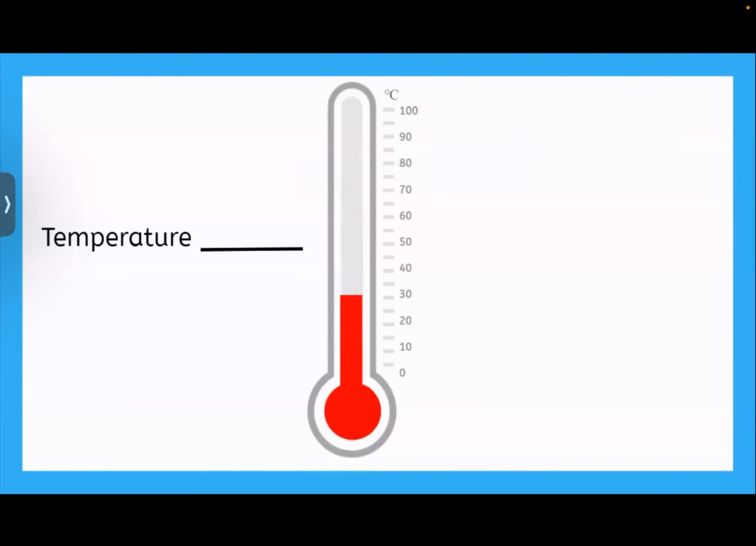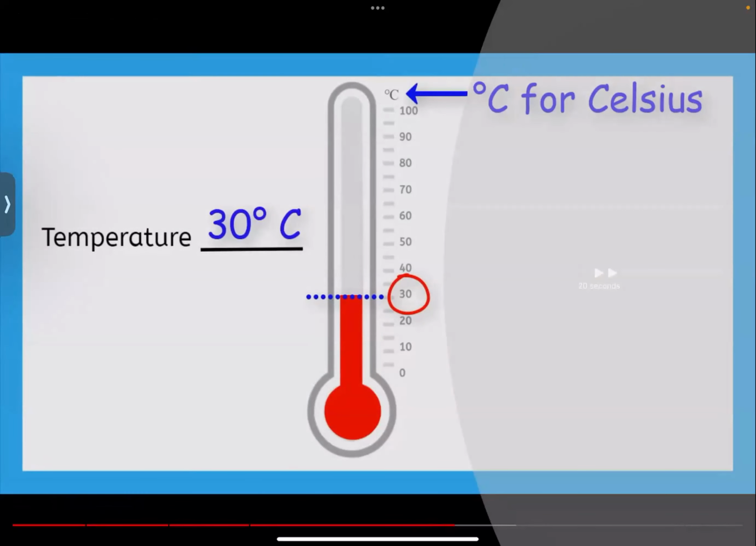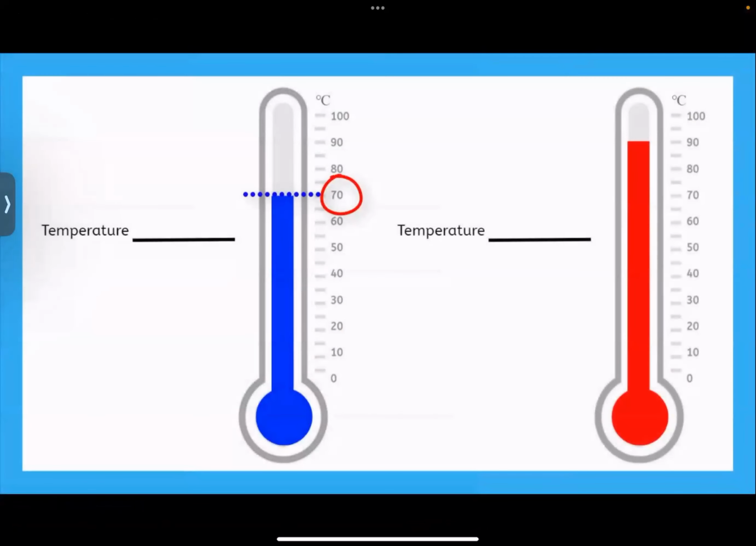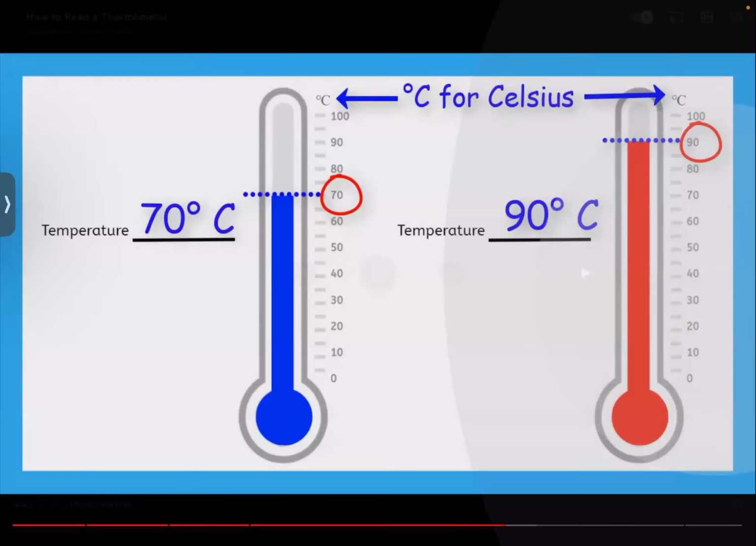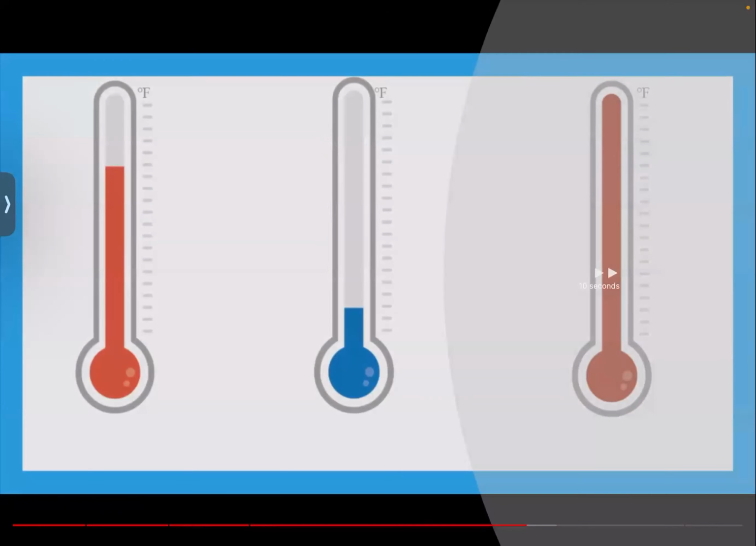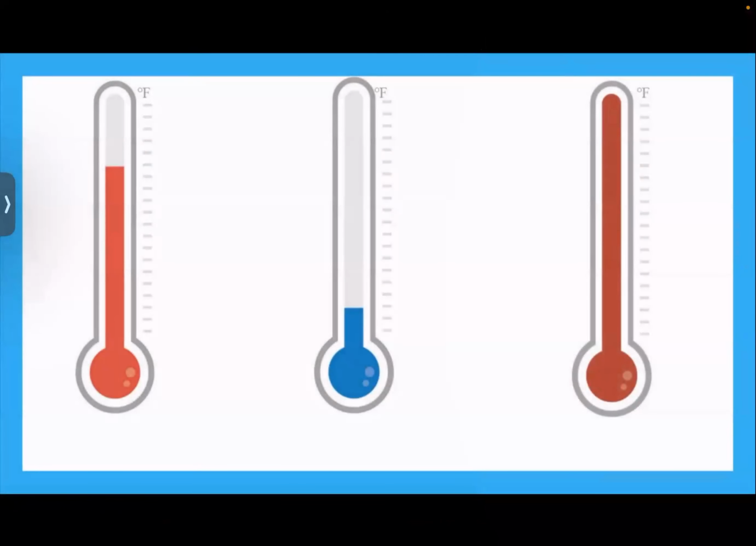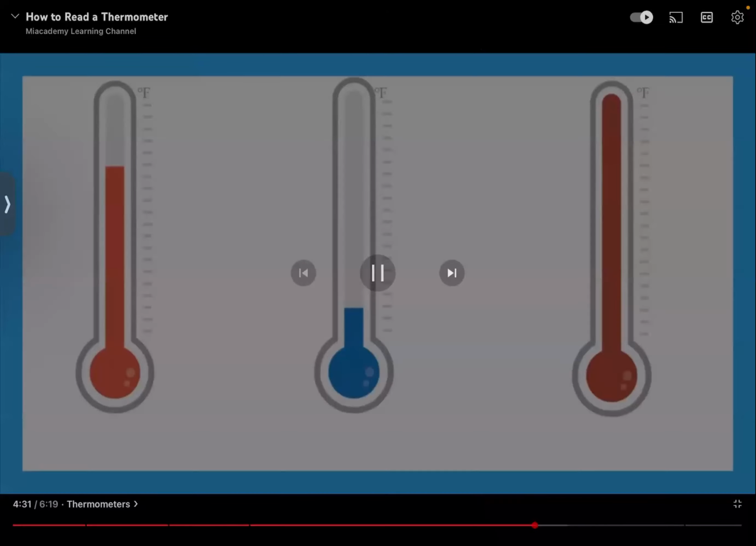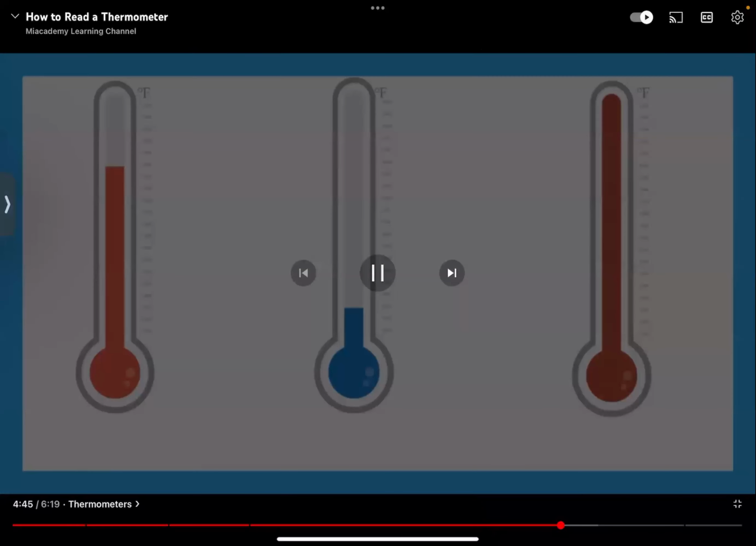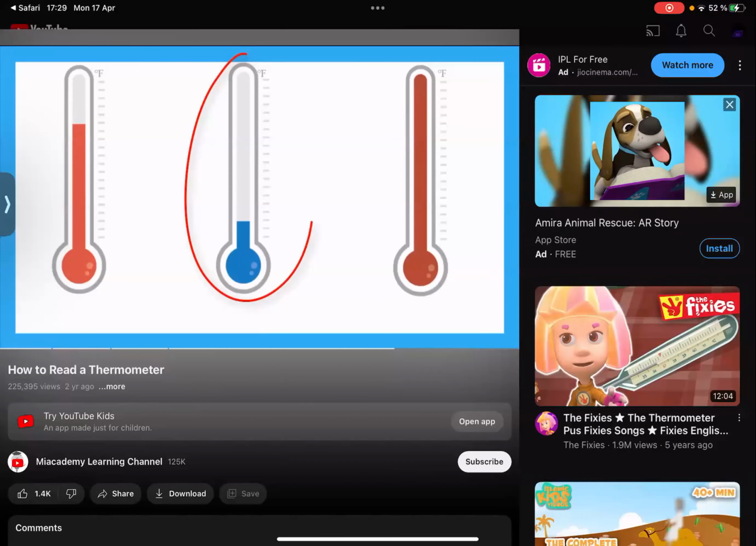Here we see the red liquid has moved down in the tube. They are all in Fahrenheit. Just by looking at the heights of the liquid, which thermometer is measuring the coldest temperature? Right, it's this one here.